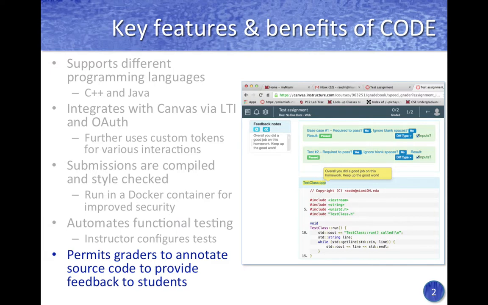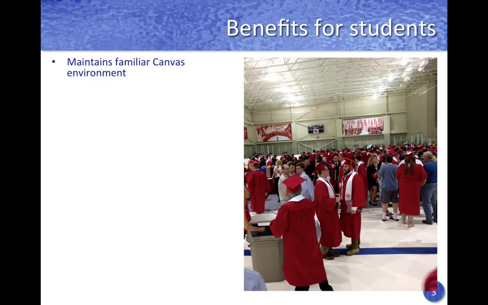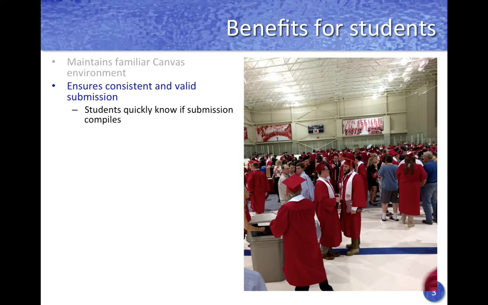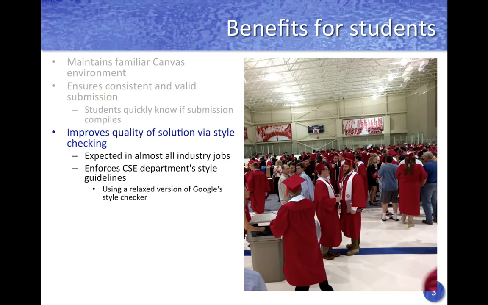Code also permits graders and instructors to annotate the source code and provide feedback to students for improving their programming skills. Some of the key benefits of Code for students include that it maintains an environment that is already familiar to the students. Code ensures consistent and valid submissions, so when student submissions are received, it compiles and tests them, so students automatically get immediate feedback as to whether their submissions were successful.